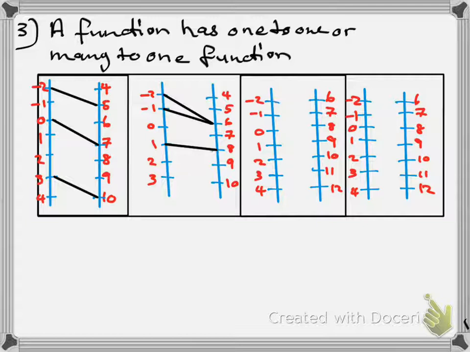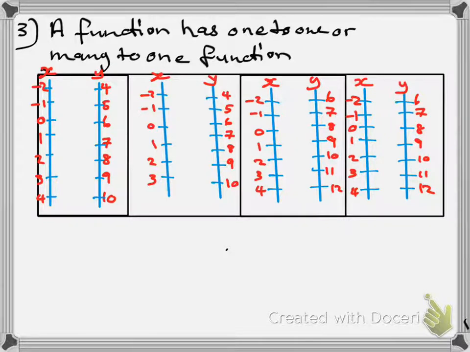Right. Now let's look at this. Now you can see here, this is the domain, which means the x values. These are the x values, the domain, range, domain, range, domain, and range. Excuse me for that.